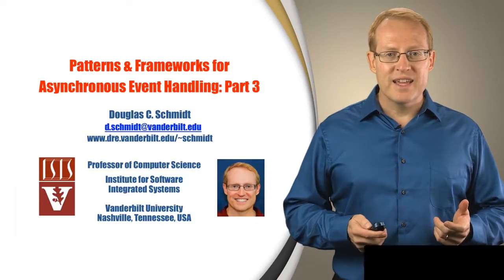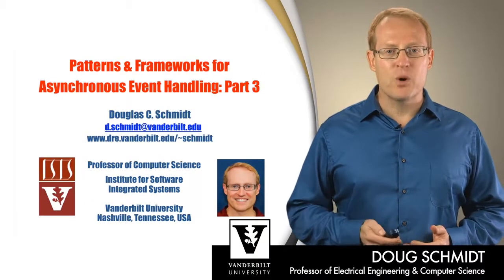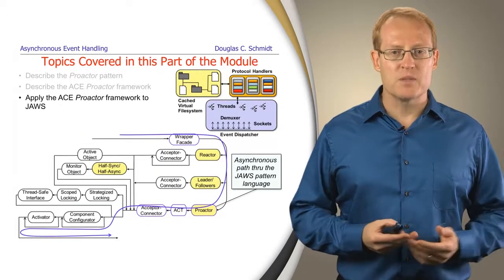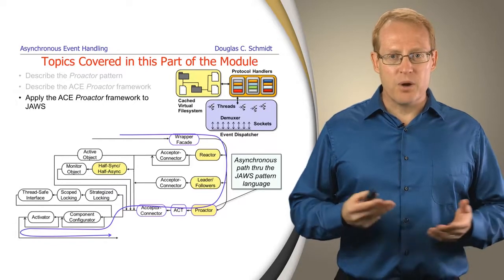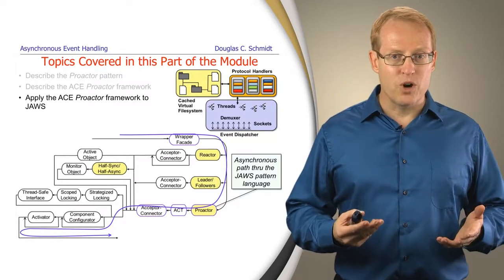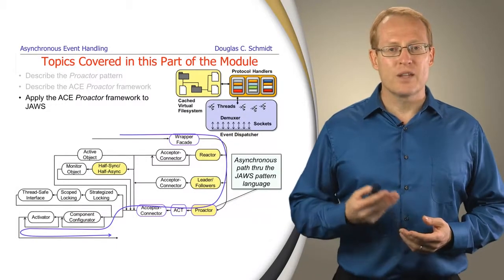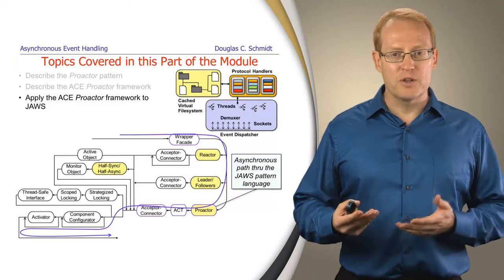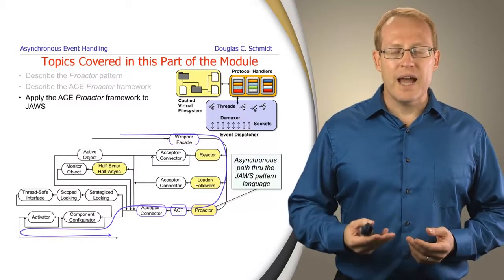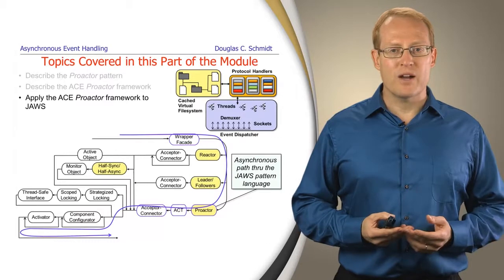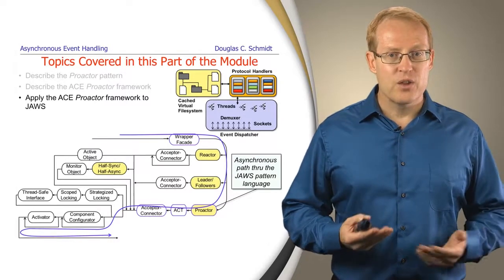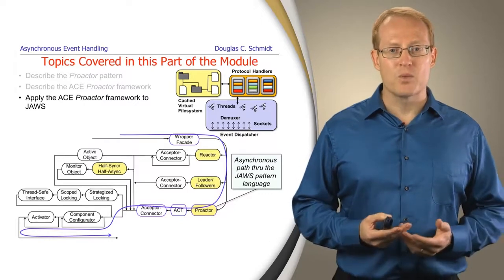Welcome to Part 3 in the module on patterns and frameworks for asynchronous event handling. In previous parts of this module, we first discussed the Proactor pattern and then described how ACE provides a framework called the Proactor framework in order to implement this pattern in a portable and efficient way on multiple operating systems that support asynchronous I/O. Now we're going to apply the ACE Proactor framework to JAWS to indicate yet another path through our pattern language for high-performance web servers.